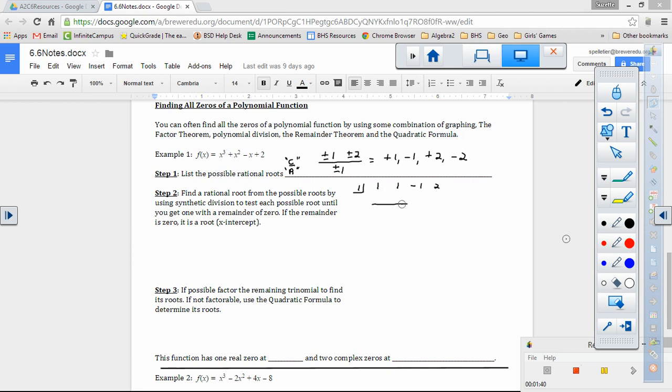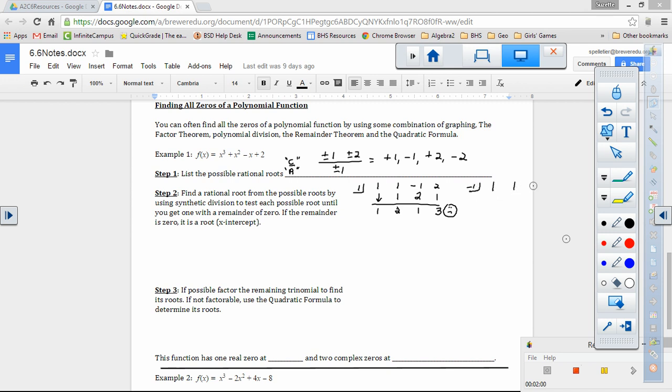Let's try it. Drop the 1. 1 times 1 is 1. 1 plus 1 is 2. 2 times 1 is 2. 2 minus 1, we're adding these together, is 1. 1 times 1 is 1. And 1 plus 2 is 3. So nope, doesn't work. All right, let's try negative 1.